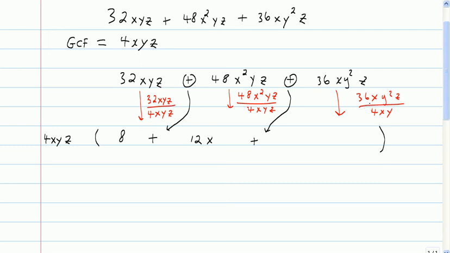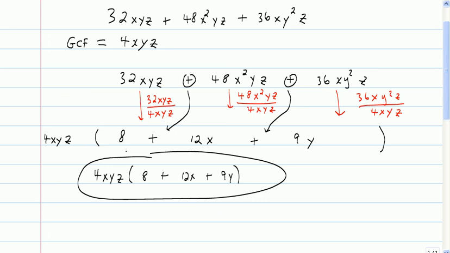For the last term, 36 over 4 is 9. X's cancel. Y squared over y is y. And the z on top, there's no z in the denominator. Oh, there should be a z in the denominator because the GCF included a z. So actually the z on top cancels with the z on the bottom. Therefore, the only thing left is 9y. And so 4xyz times 8 plus 12x plus 9y is the final answer.